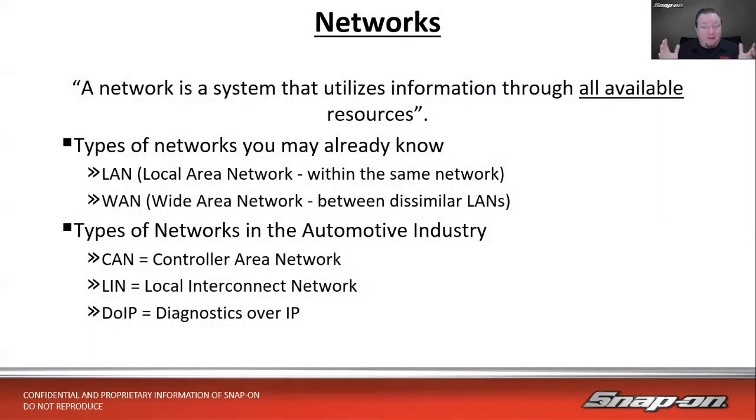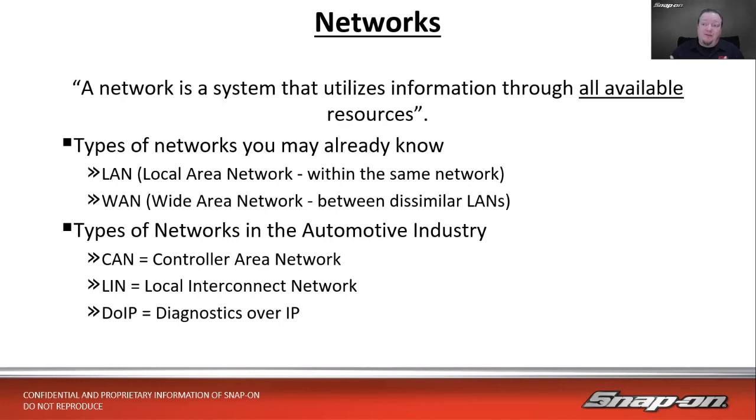A network. Let's define what a network is. A network is a system that utilizes information through all available resources. So any modules or nodes that are connected to each other can use information from each other. For example, if a transmission control module needed a wheel speed sensor input from the ABS control module, they can get that information over the network.